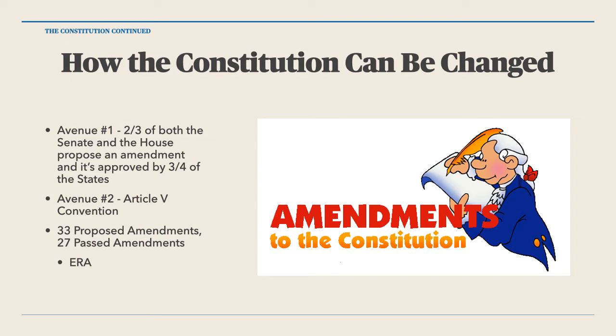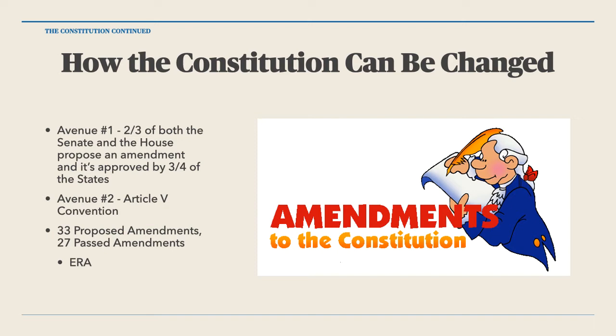Now, let's talk real quick about how the Constitution can be changed. Remember, those first 10 amendments were part of the ratification process. There are two ways we can change the Constitution. The first way is the way that's been used. There's nothing that says way two can't be used, it just never has been in our history. The first avenue of change is two-thirds of both houses of Congress have to agree on an amendment, and then it goes out to the states, and then three-quarters of the states have to agree to the amendment.